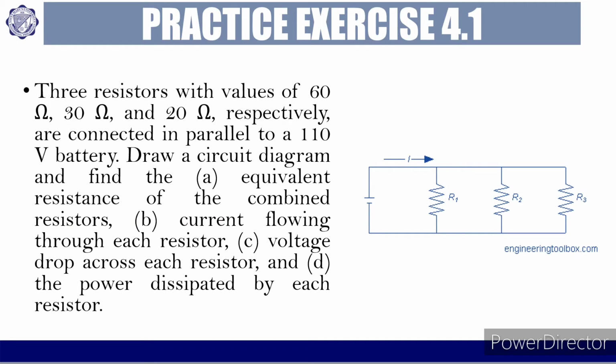After this lesson video, you can answer these practice exercises, which are also located in our main reference book. The problem reads: three resistors with values of 60 ohms, 30 ohms, and 20 ohms respectively are connected in parallel to a 110 volts battery. Draw a circuit diagram and find A, the equivalent resistance of the combined resistors; B, the current flowing through each resistor; C, the voltage drop across each resistor; and lastly, the power dissipated by each resistor.